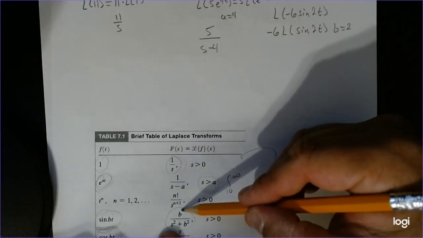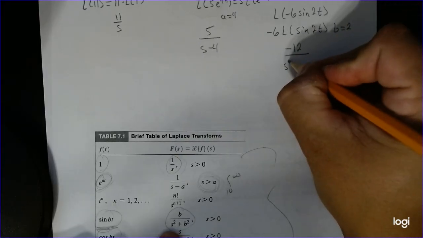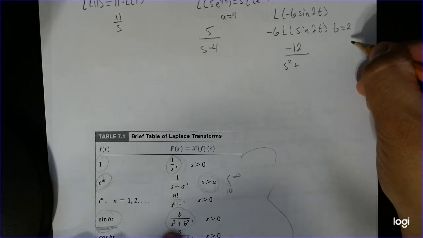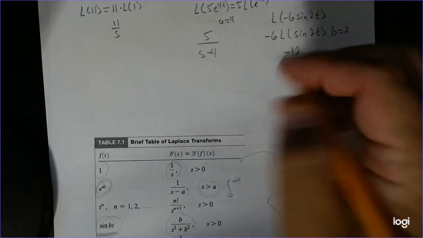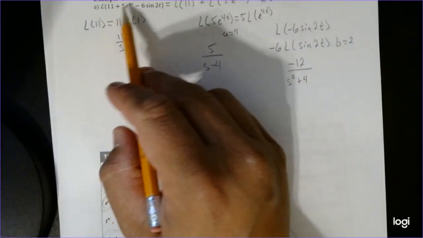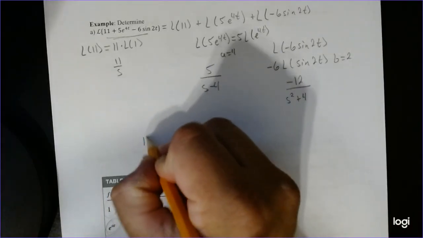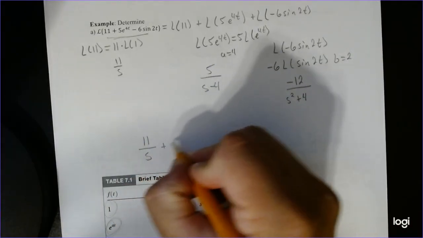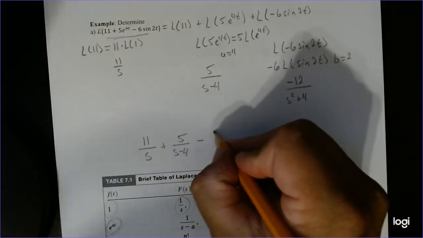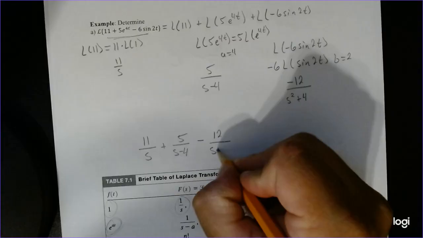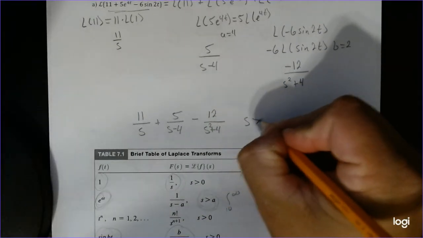So it's going to be the b, so 2 times negative 6 is negative 12 on top, over s squared plus b squared, so that's going to give you 4. So now all we do is put everything together. So this Laplace transformation of this function here is going to be the sum of all 3 put together. So again, where s has to be greater than 4.